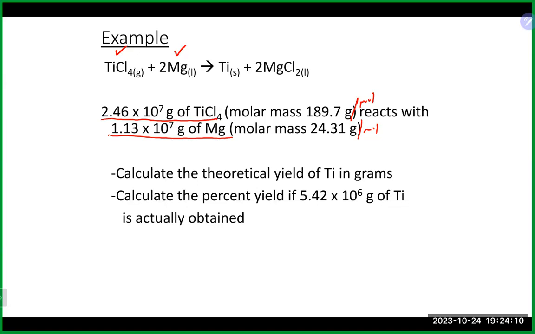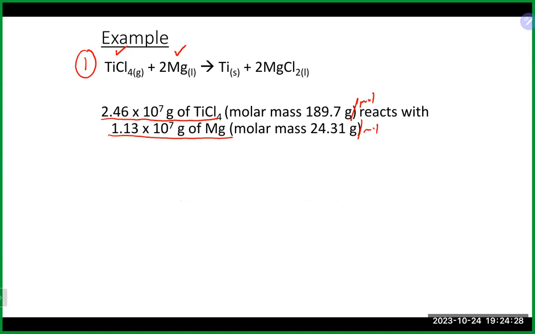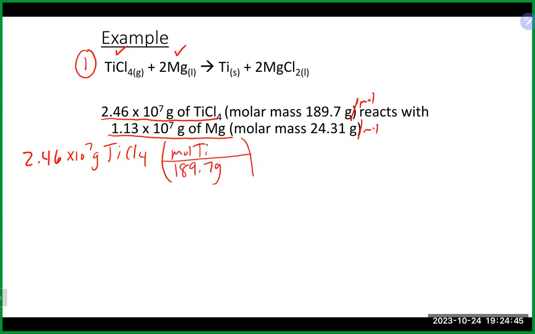Once again, no matter what method you choose, we start with the same couple of opening steps, which is we want the equation that's balanced, which it is. We then want to convert into moles, so we're going to do that first here. We'll take our 2.46 times 10 to the 7 grams of TiCl4. If the molar mass was not provided to you, you would need to go to the periodic table to calculate it. But since it was, we will use it here.